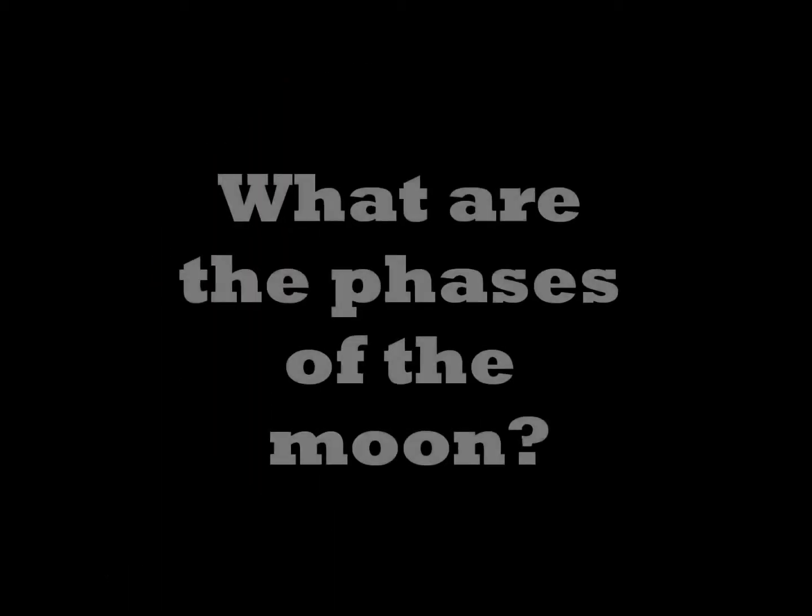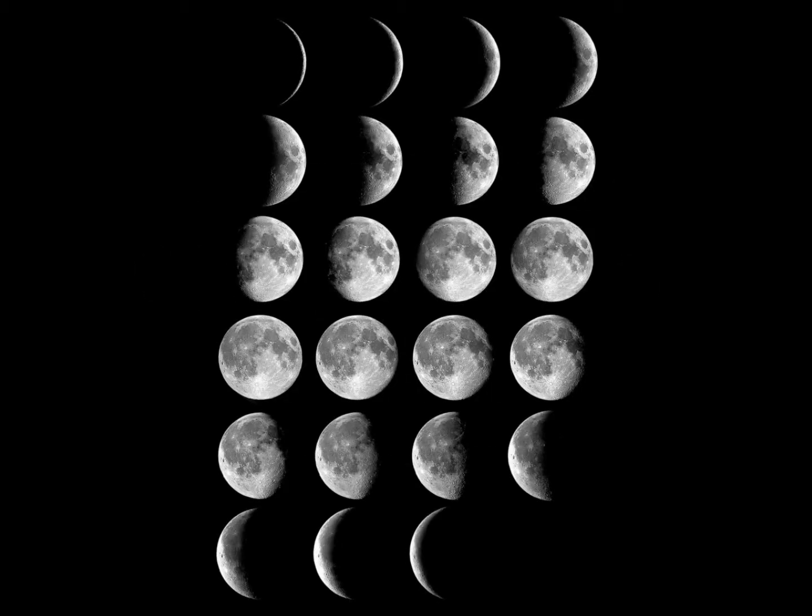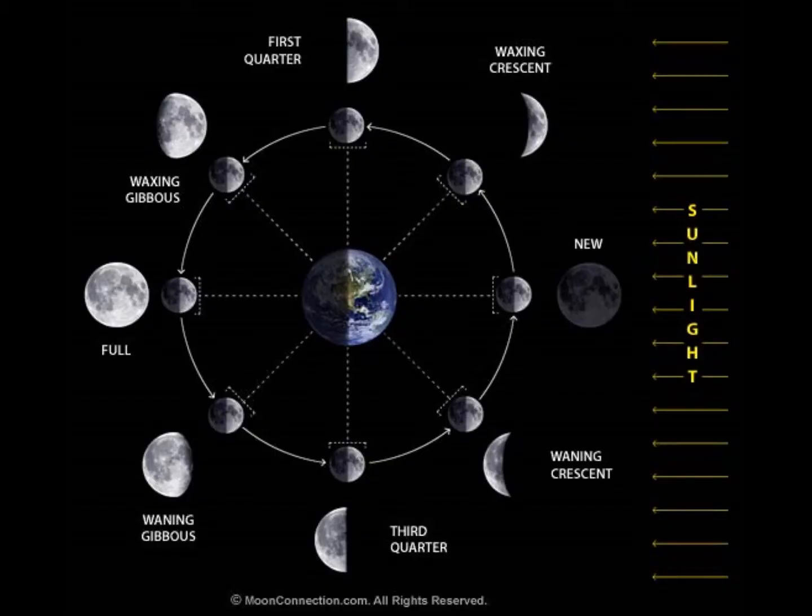What are the phases of the moon? The phases of the moon are different shapes that we see the moon take each night. Small children generally see this and wonder why it looks different, or wonder where the rest of the moon went. Well, the truth is, the moon doesn't go anywhere except rotate around the earth.